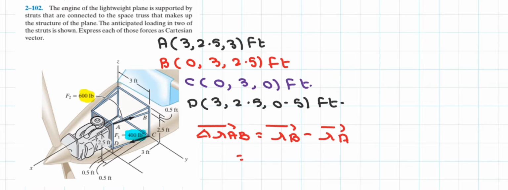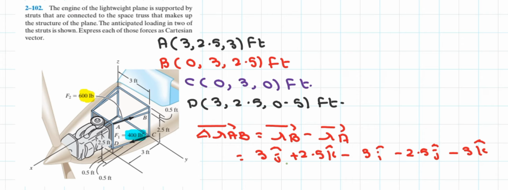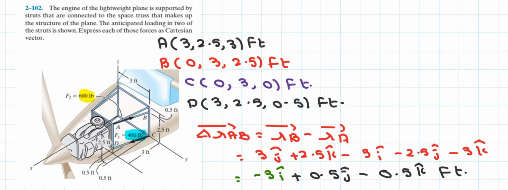The location of RB is nothing but 3J plus 2.5K. And the location of RA is nothing but negative 3I, negative 2.5J, negative 3K. So this is nothing but negative 3I, add 3J with negative 2.5J, so you will get positive 0.5J. And similarly, add 2.5K with negative 3K, so you will get negative 0.5K foot. This is basically the position vector of RAB.